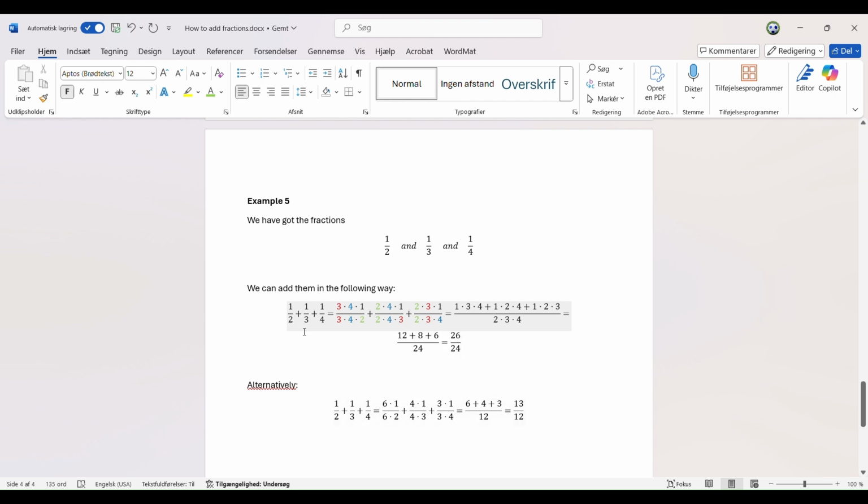So you can always look at your problem and see if you can find a common denominator just by looking at your numbers. And if not, you can always use this method up here if you want to.